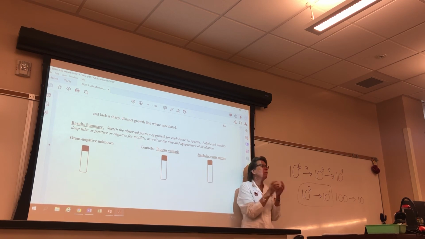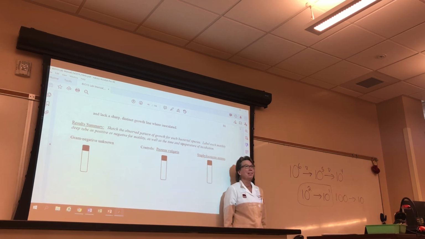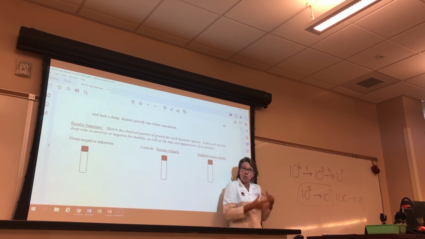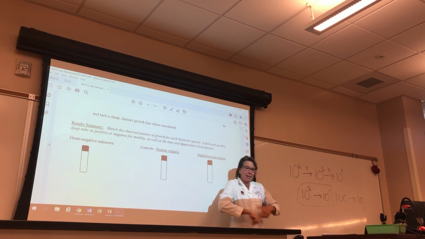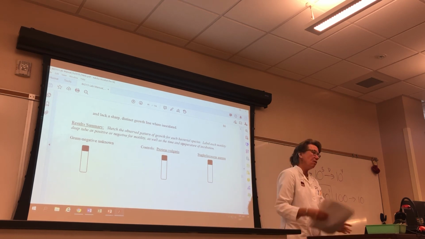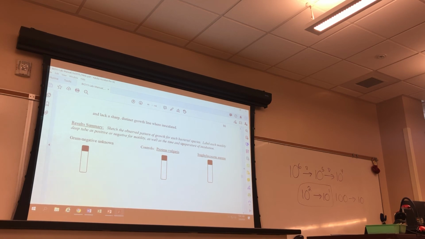Students always want to know, is this a positive or a negative? I'm like, mum's the word, look at the controls. So don't think I'm being mean, I'm just trying to get you to trust yourself a little bit. I am a little mean, but I want you to trust yourself and feel like you can do this. All right, so I'm going to get those out. You're going to be sketching them in your notebooks.